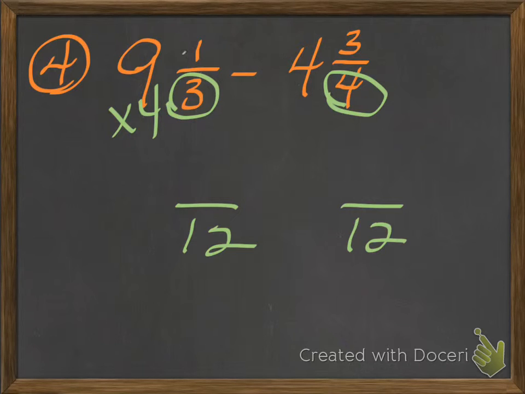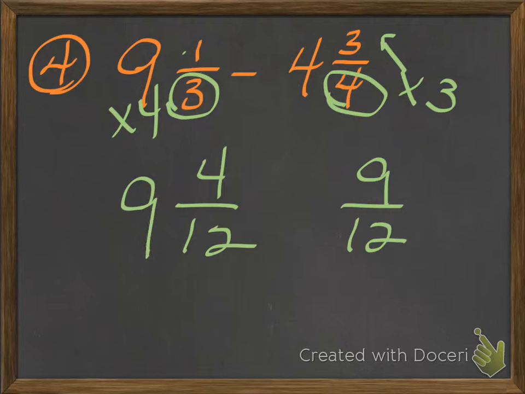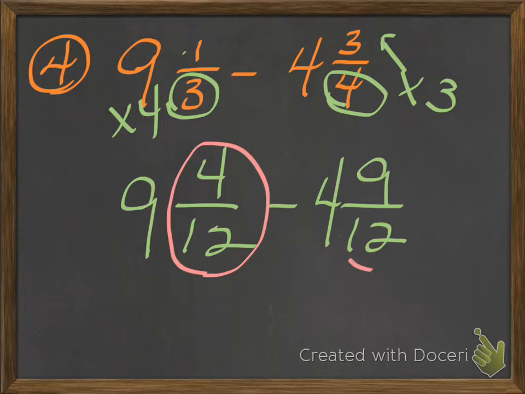So 1 times 4 equals 4. On the other fraction, I know to get from 4 to 12, I have to multiply times 3. Whatever I do to the bottom of the fraction, I do to the top. So I have to multiply 3 times 3, and I'll get 9. I'll replace the whole numbers. Write my subtraction there.